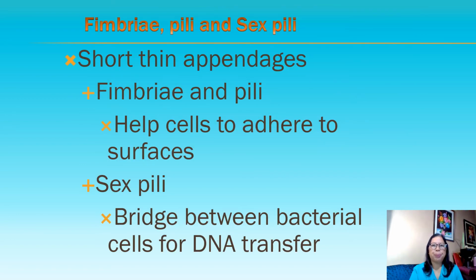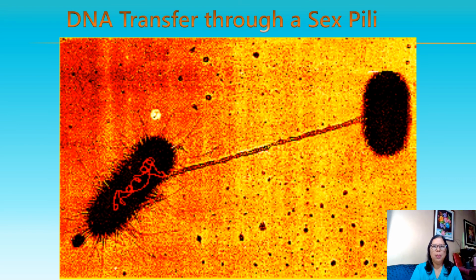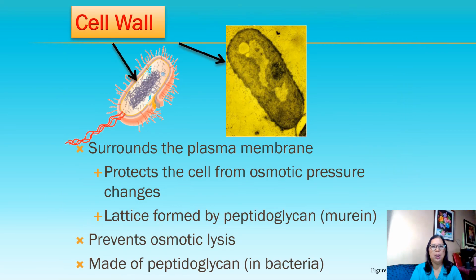Now the pili and the fimbriae also serve as the site for the transfer of DNA. There are some illustrations that you should know based on the appendages of the cell, and this includes DNA transfer from one cell to another using the sex pili, that is the means of reproduction of some bacteria.